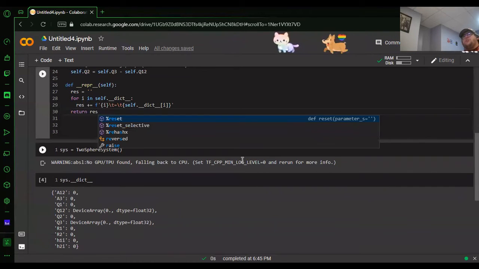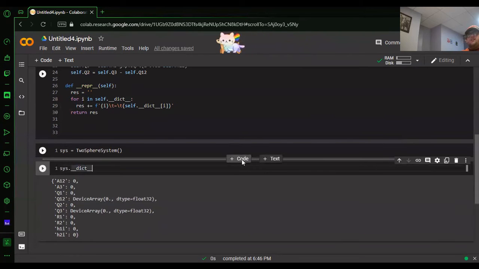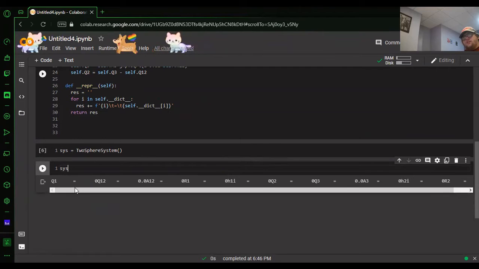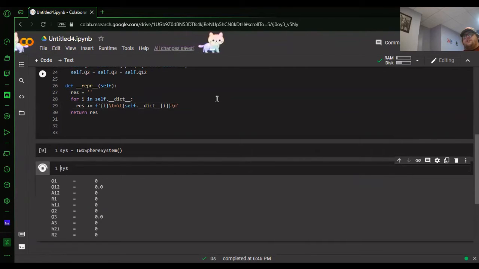So to show you what I mean, now instead of doing our dictionary, if we look at just sys, you're going to notice all of our things are currently in one line. The reason it's doing that is because I'm dumb and forgot to put the \n. But if you look at it now, you're going to see all of our variables on the left-hand side with their values on the right.